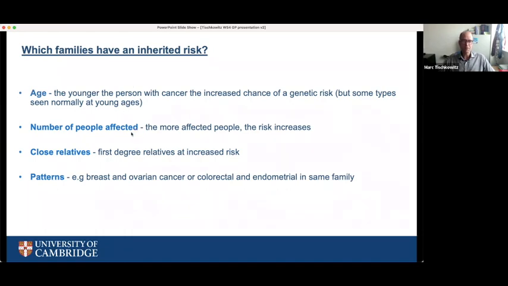Another important factor is the number of people affected in the family. So the more people affected with breast cancer in a family, the higher the likelihood of finding a gene alteration. And also, particularly if these are close relatives, or if there are particular patterns. So often breast and ovarian cancer go together within the context of a BRCA1 or BRCA2 mutation.